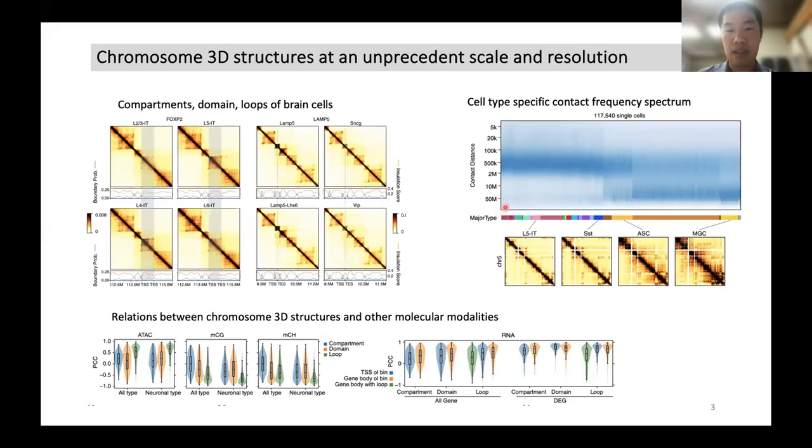You can see that the cortical inhibitory neuron is enriched in short-distance chromatin interactions, but for the microglia, this kind of non-neuronal cell has more contacts at longer distances. This spectrum was previously thought to be related to the cell cycle, but our results show that this can actually be cell type specific. And the ratio between the short distance and longer distance contacts is highly correlated with the global gene expression level of the cell types.